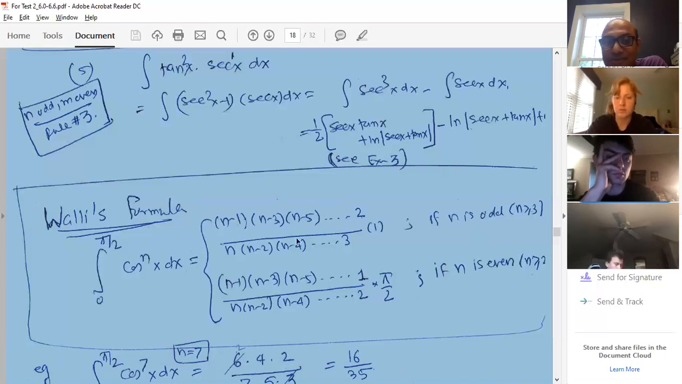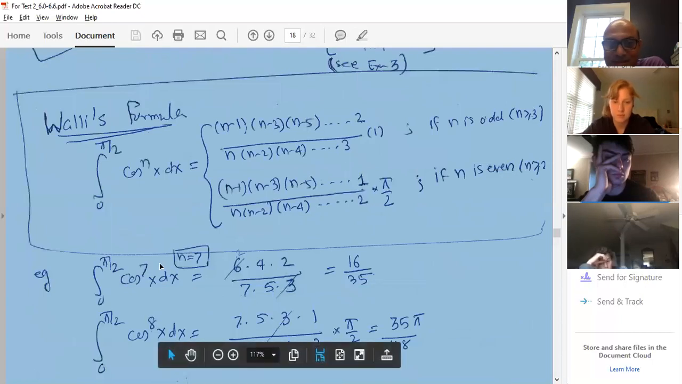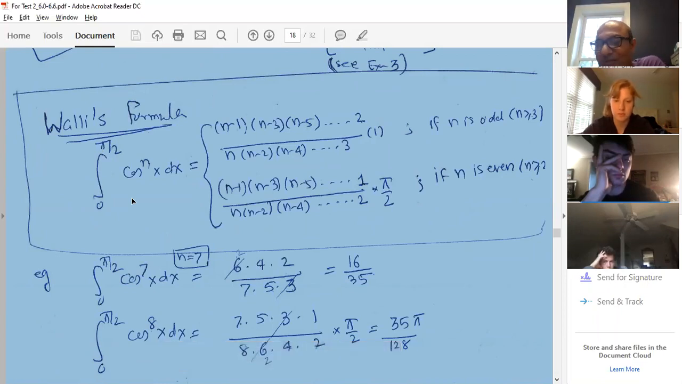Suppose n equal to odd, suppose I take n equal to 7. So 7 means I can start with 7 minus 1, so 6, 4, and 2. Look here, and n equal to 7, so 7, 5, 3. See, I'm getting 3. Whatever multiplication in numerator and denominator you're getting, that will be the answer. See, such a big power can be integrated very easily using the Wallis formula. Only thing is your integration range must be 0 to pi by 2. If it is not there, go back to your trig formulation, part 1.